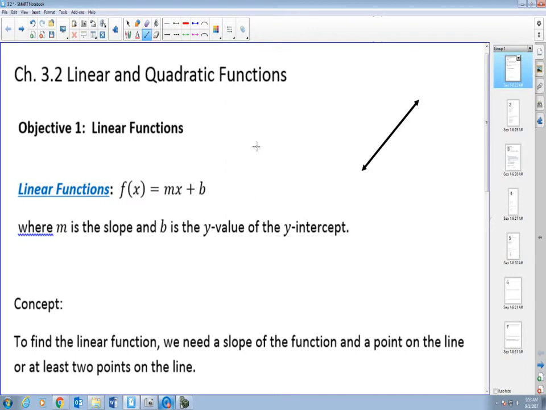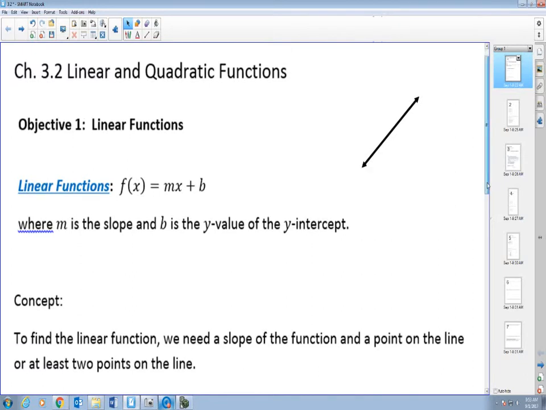Alright, remember now, a vertical line is actually not a function. Okay, a vertical line is not a function. So when we say straight line, it's other than vertical lines. Alright, so as you can recall, y = mx + b, where m is our slope and b is the y value of the y-intercept.